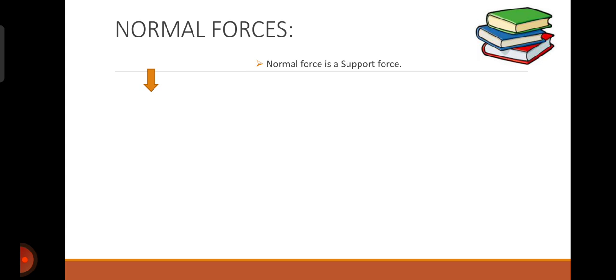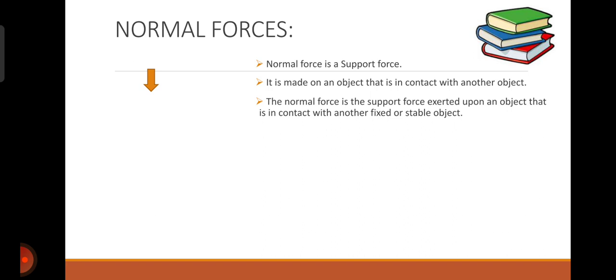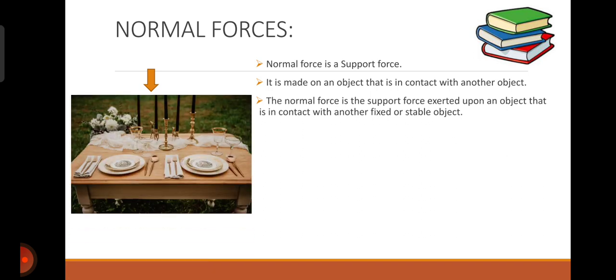Normal forces. Normal force is nothing but a support force. It is made on an object that is in contact with another object. Normal force is a support force exerted upon an object that is in contact with another fixed or stable object. We will be learning these terms by an example.